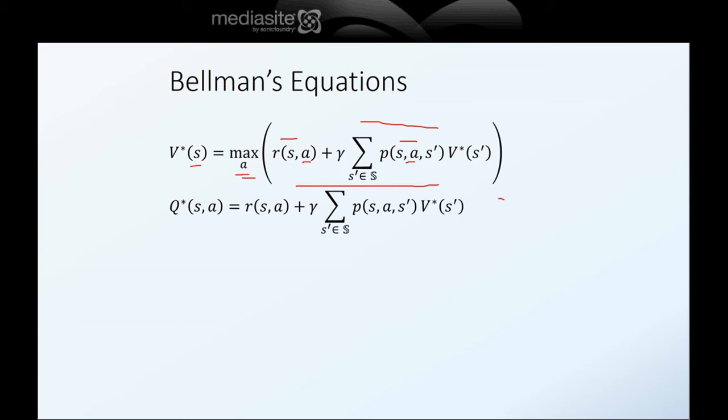Q star SA is R SA plus gamma of summation P SA S prime V star S prime. Now, if you notice, we don't have the maximum here. Why not? Because we have to evaluate the Q for every possible action A, not only for the optimal action A. When we replace A with A star, the optimal action, then we get V star S. So V star S is simply the highest of all the Q star SAs.